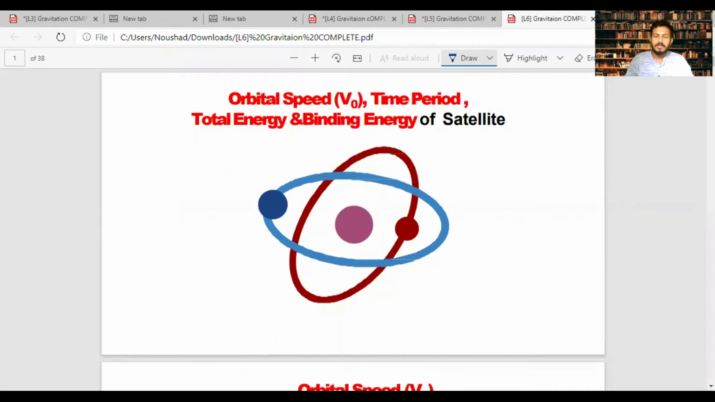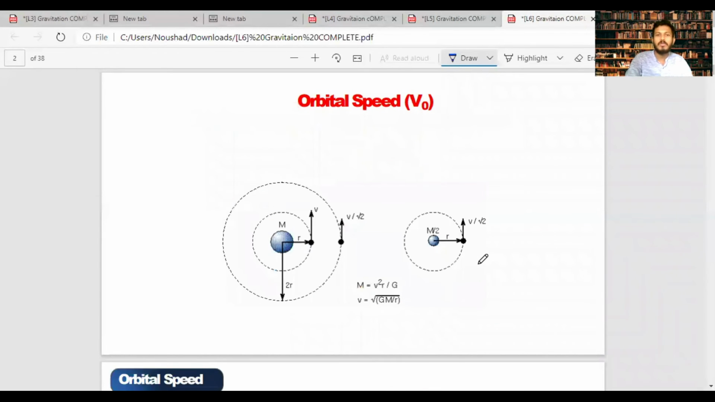Okay. Next, we are moving to a very important topic in this chapter, that is orbital speed, time period, total energy and binding energy of a satellite. What is a satellite? We all know what a satellite is. INSAT, Aryabhatta. There are many more important satellite names that are asked in exams, for PSC exams. But here we have to study the physics of satellites, the working of satellites, and the concepts of satellites. First, we have to look at what orbital velocity is.